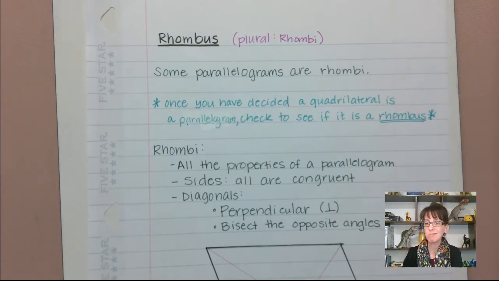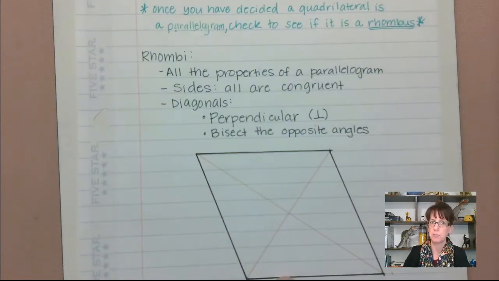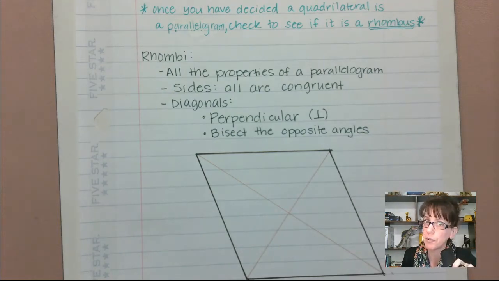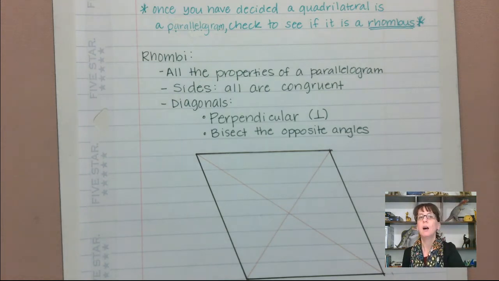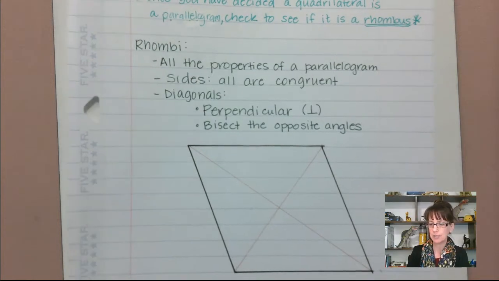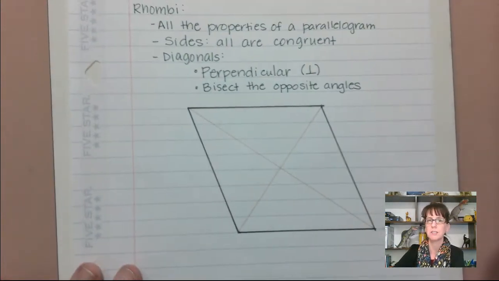And how can we do that? Not only would all of those properties of a parallelogram apply, but then these additional properties would apply as well. So we have all the properties of a parallelogram, which you can go back and look in your notebook because, of course, you've been writing it down in your notebook. Secondly, all the sides are going to be congruent. So that's a little bit different than a parallelogram in that all our sides are congruent.